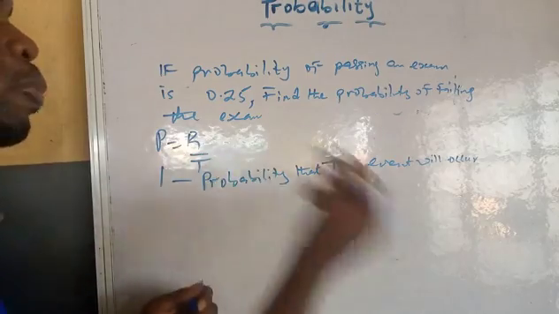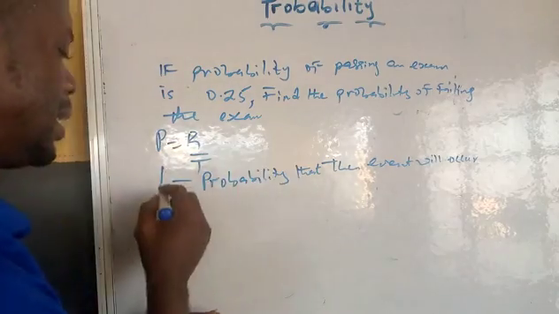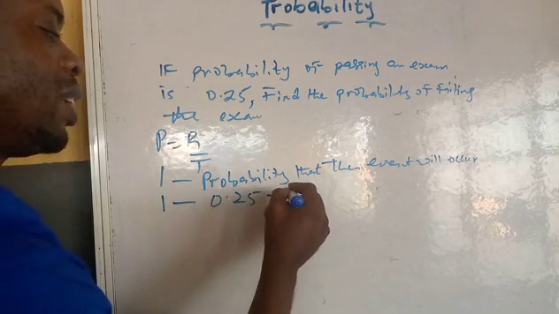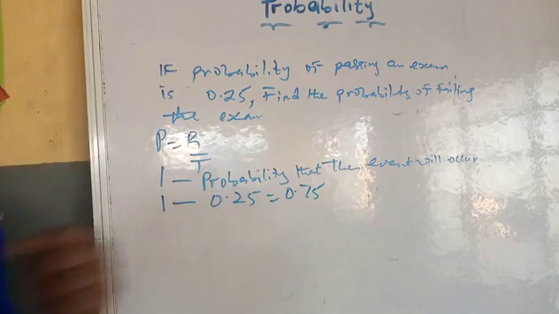So the probability that it is not going to pass the exam is going to be what? 1 minus 0.25, which is what? 0.75. Final answer.